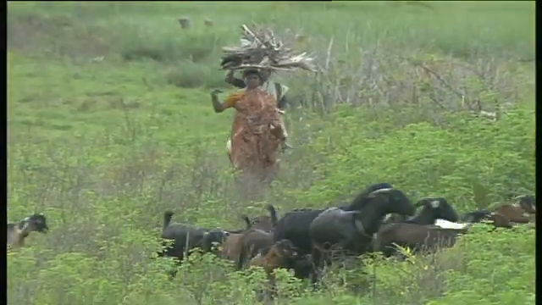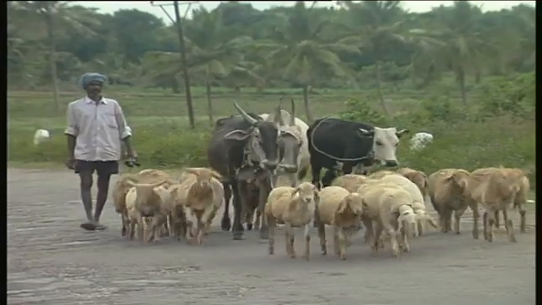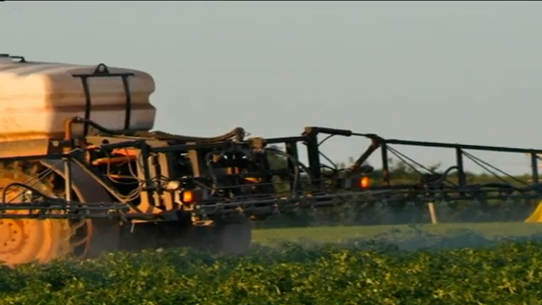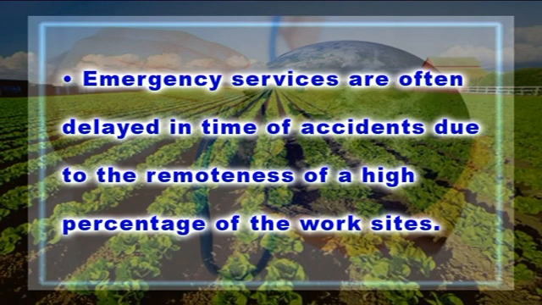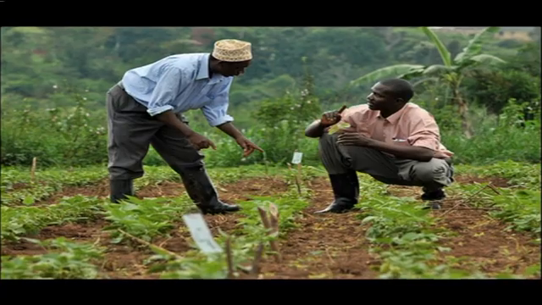Contact with animals and plants bring exposure to bites, infections, allergies and other health problems. There is contact with chemical and biological products. A variety of machines are used. The work is often performed in isolation out of sight of others. Emergency services are often delayed in time of accidents due to the remoteness of a huge percentage of the work sites. The worker's home is often embedded in the farm for a high percentage of farm population, increasing the risk of farm related accidents to children. There are high proportions of young and old workers.